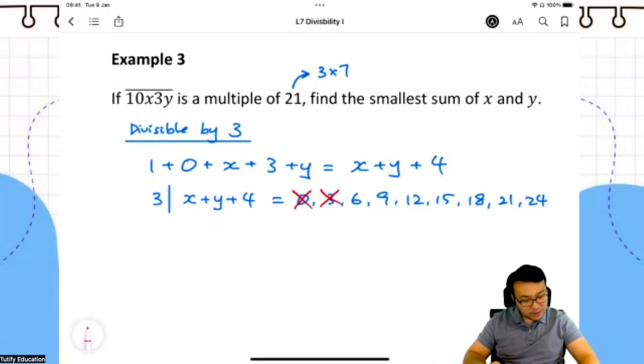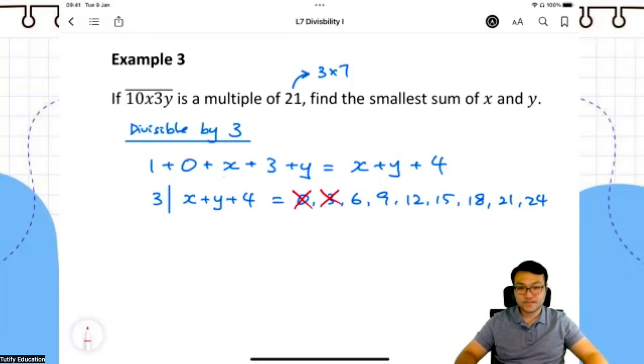What about the number 21? Is the number 21 going to be possible? Let's say x is 9. Then can you get 21? Then what is y? 8. 9 plus 8 plus 4 is 21. So is 21 possible? Yes, 21 is possible. What about 24? Is 24 possible?